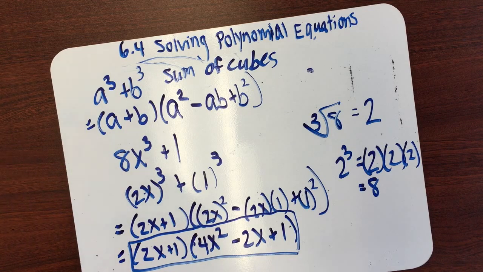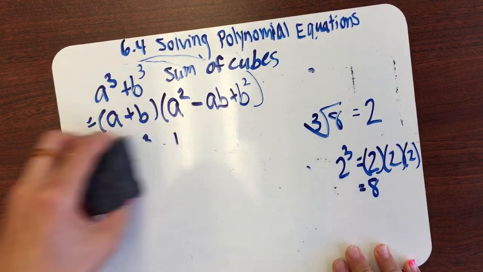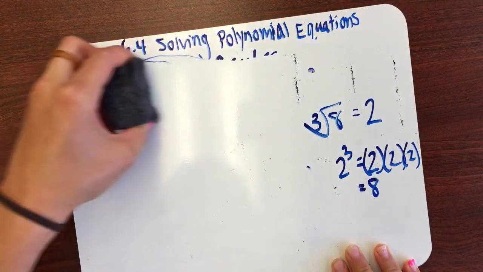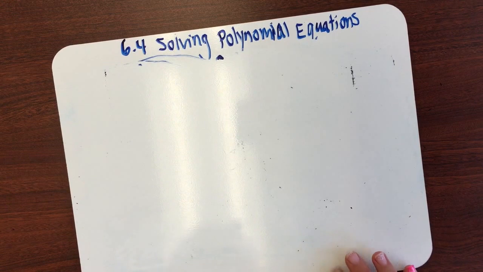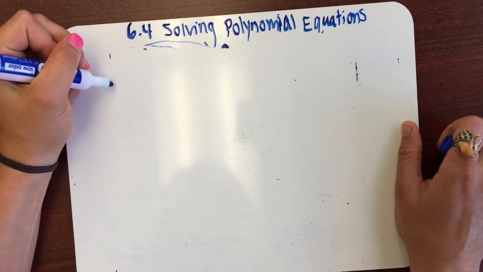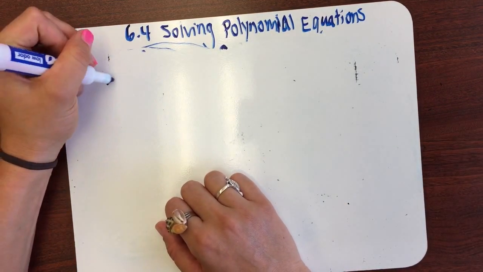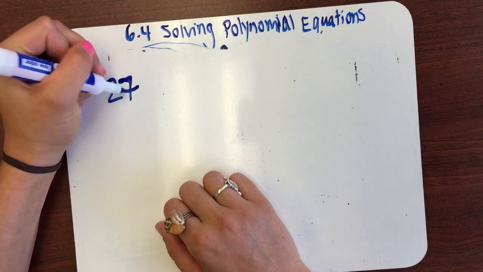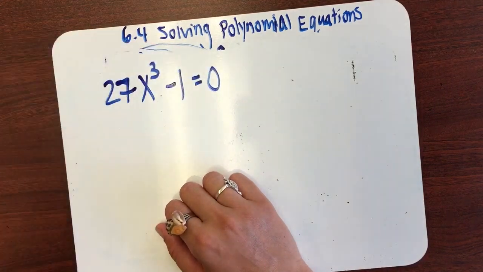All right, the next thing that we're going to go over is actually finding the roots or the zeros when we're using the sum or the difference of cubes. So let's say, for example, we have 27x cubed minus 1, and that's equal to 0.